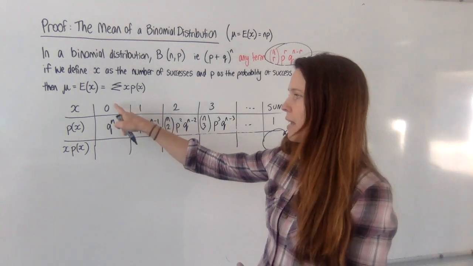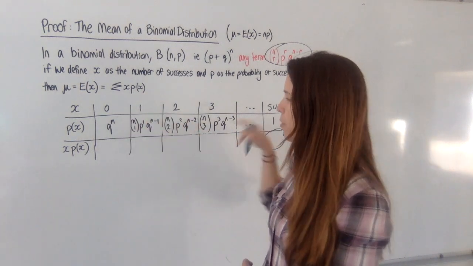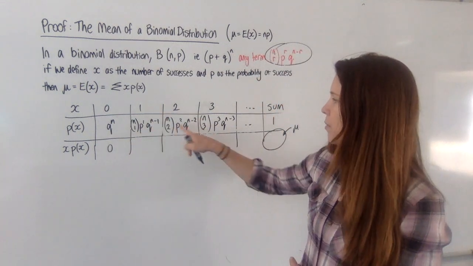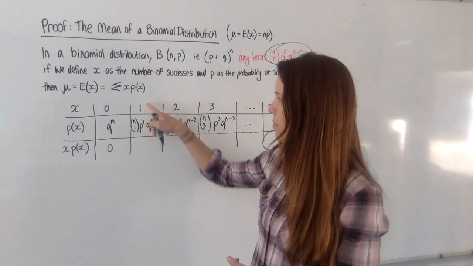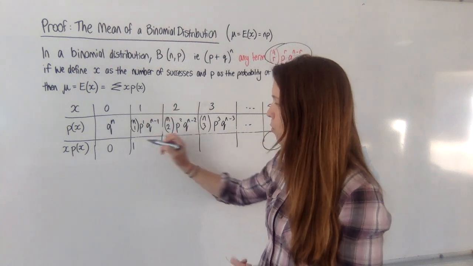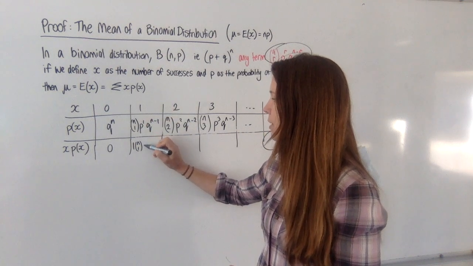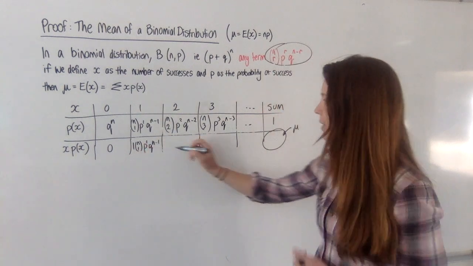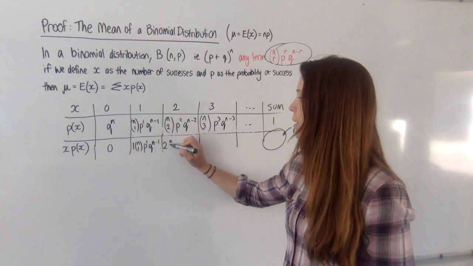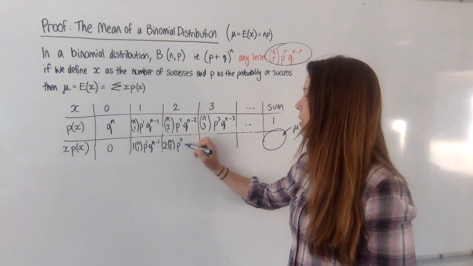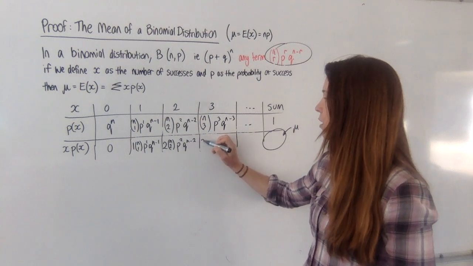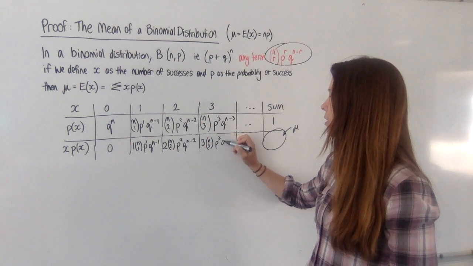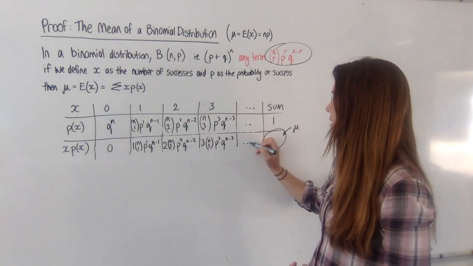So then if we multiply each of these terms by their probabilities, 0 times anything is 0. But each of these terms will effectively need to be rewritten just with that number out the front. So we've got one lot of n choose 1, p to the 1, q to the n minus 1. And I'm leaving those ones in there just for completeness here. 2 multiplied by n choose 2, p squared, q to the n minus 2. 3 multiplied by n choose 3, p cubed, q to the n minus 3, etc.